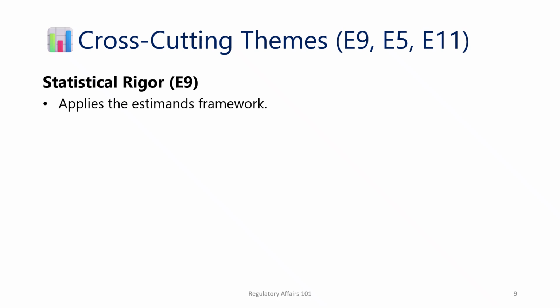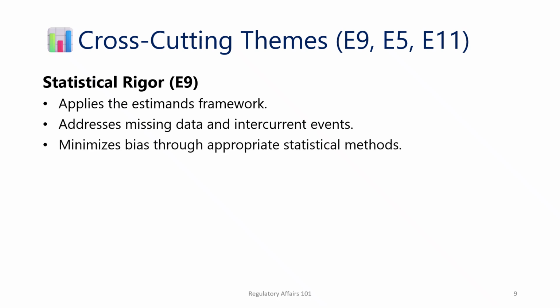Next, let's look at other cross-cutting themes. E9 sets the foundation for statistical integrity. The estimands framework clarifies how treatment effects should be defined and analyzed, especially when intercurrent events occur. It also guides missing data handling and bias minimization.